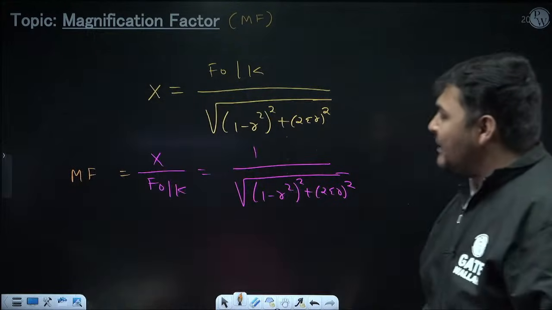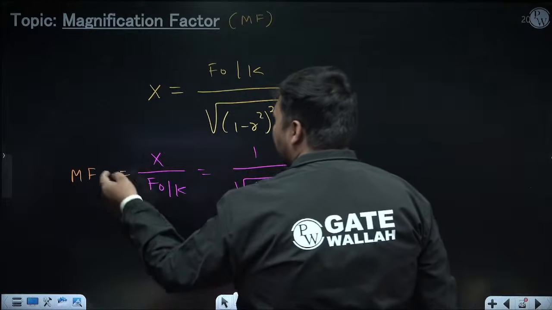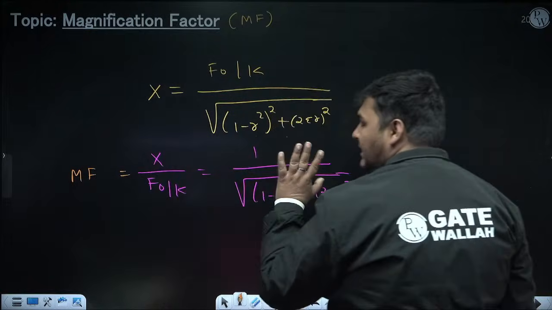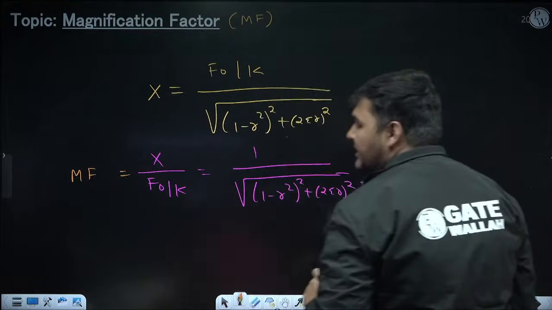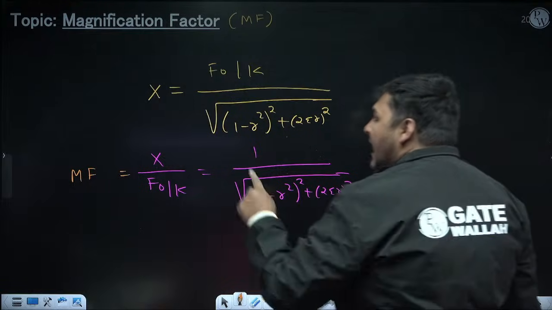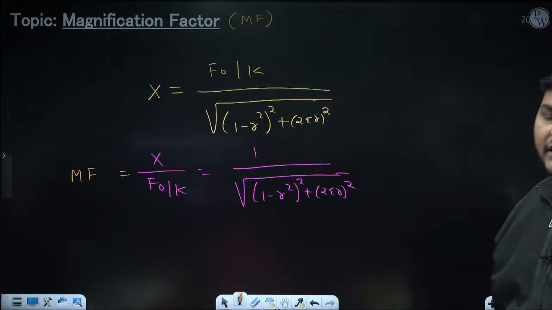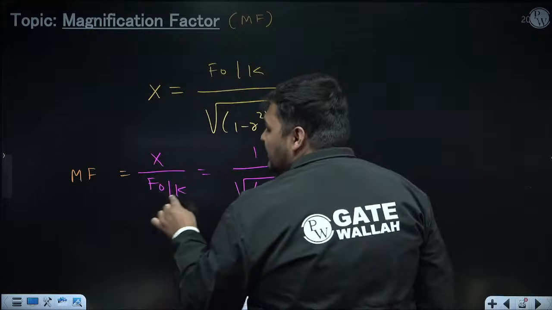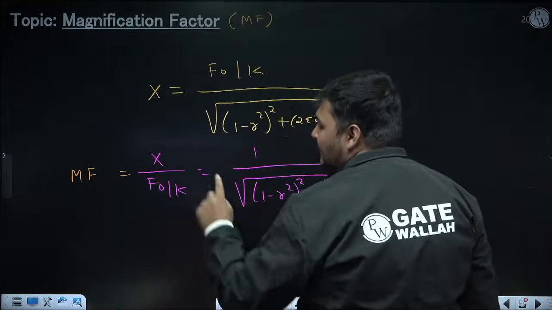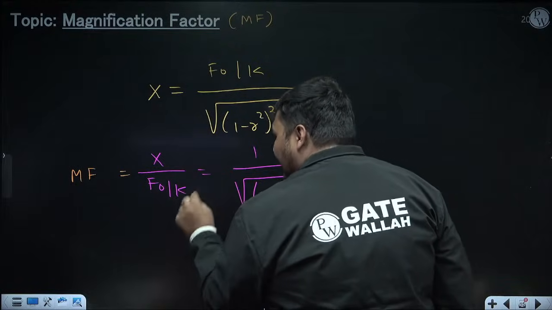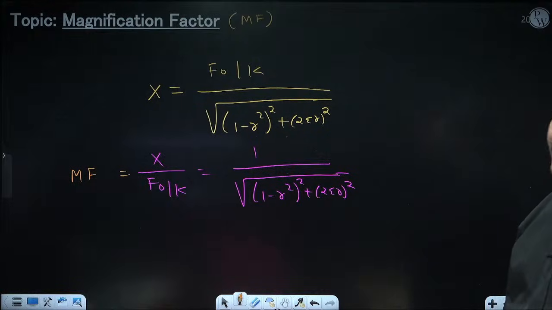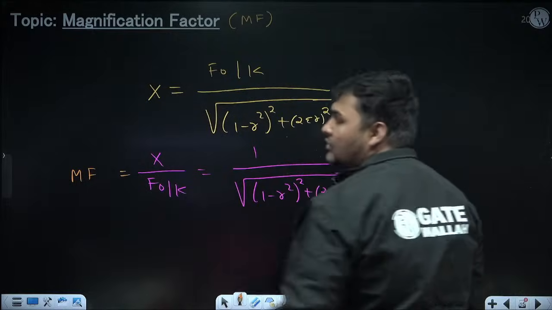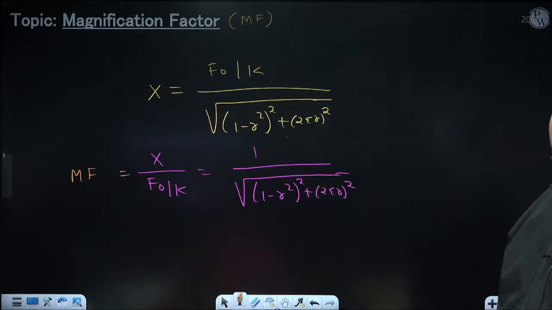So if I define mathematically what the magnification factor is, can I say it is the ratio of the steady state amplitude, that is capital X, and F naught by K. F naught by K means, only to define this term, if in a spring whose stiffness is K you apply a static force F naught, the deflection of that spring will be F naught by K. This is only for calculation purpose. It is the static deflection of the spring due to force F naught, which is the amplitude of the force. And this ratio is known as the magnification factor.